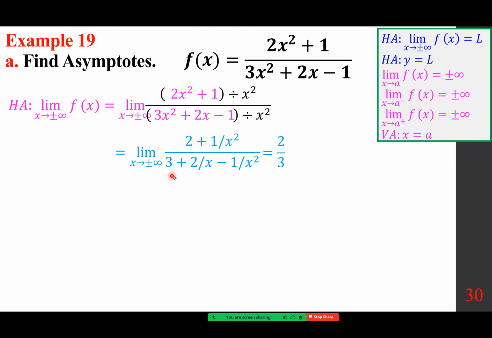What does it mean? Horizontal asymptote y equals 2/3 is the answer. So we found the horizontal asymptote, everybody. What about the vertical asymptote? The limit of f of x approaching infinity or negative infinity as x approaches a. Simply put, set the denominator equal to 0 and solve.